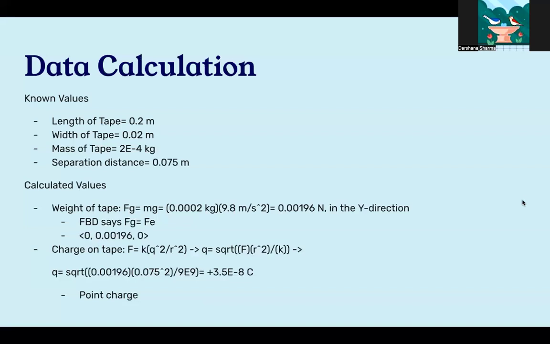Here are the known values. First I calculate the weight of the tape using F of G equals mass times gravity, which gives me 0.00196 newtons. Then I can calculate the charge on the tape, the point charge, and the answer it gives me is 3.5 times 10 to the negative 8 coulombs. Again, this is the point charge of the tape.